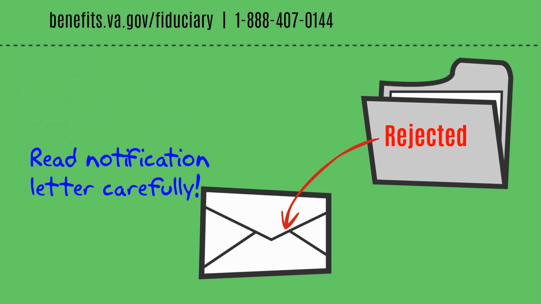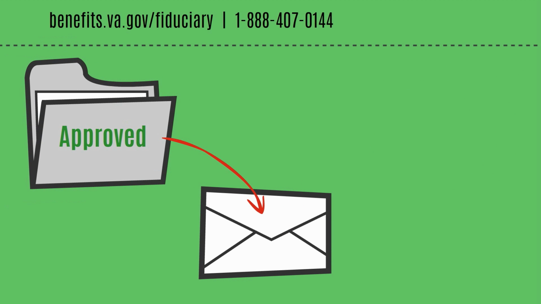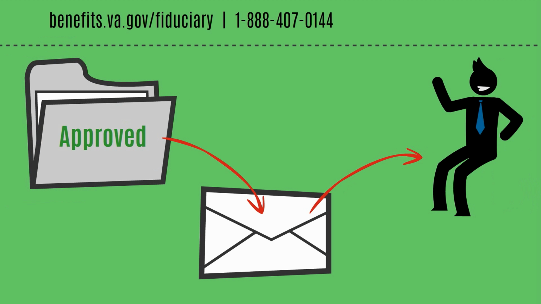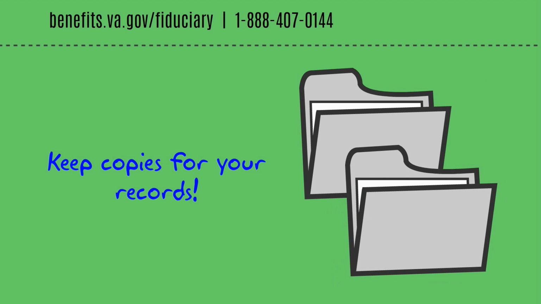If rejected, pay attention to the information that is requested in the rejection letter. Most of the time, we just need a little bit more information and it's a quick fix. Once approved, you are responsible for sending a copy of the accounting to the beneficiary. Keep copies for your records. Keeping those copies definitely makes it easier to complete all future accountings.